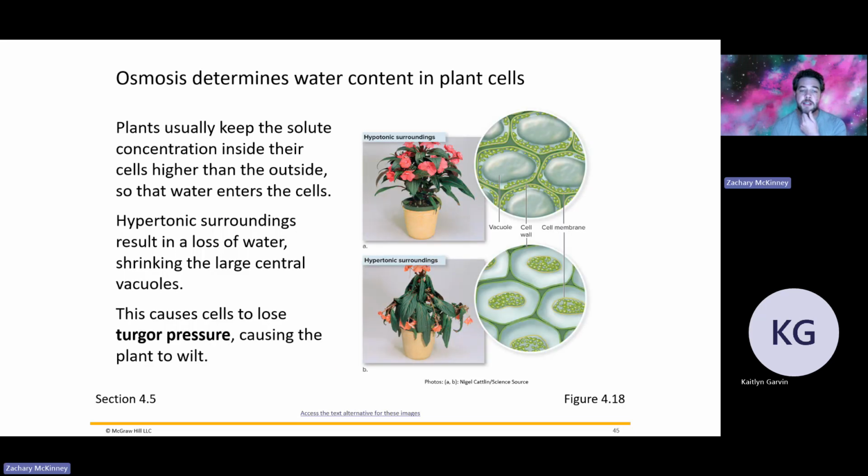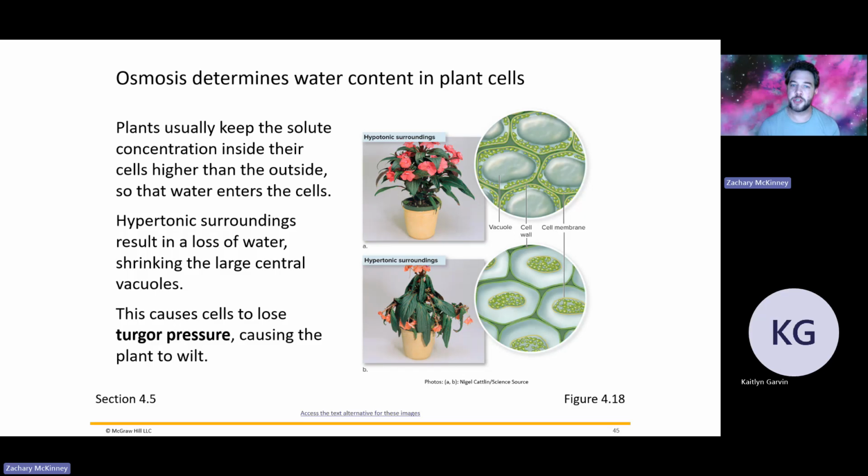It's also important for plants. Osmosis determines water content in plants. If you see a plant that's starting to wilt, maybe it's placed in hypertonic surroundings, and the water has been leaching out of its vacuoles. Whereas if you have water in hypotonic surroundings, the water is going to be rushing into those vacuoles. It's going to keep them nice and full, keep the leaves open, and as the leaves are nice and open, they can absorb sunlight at a higher rate.